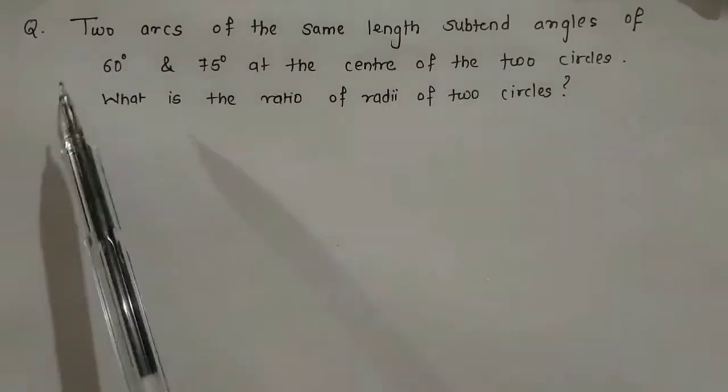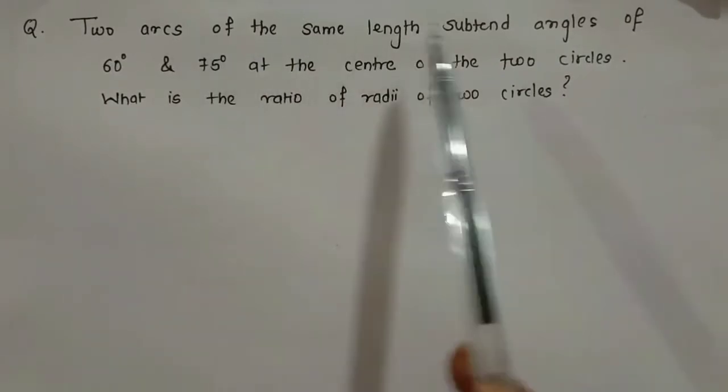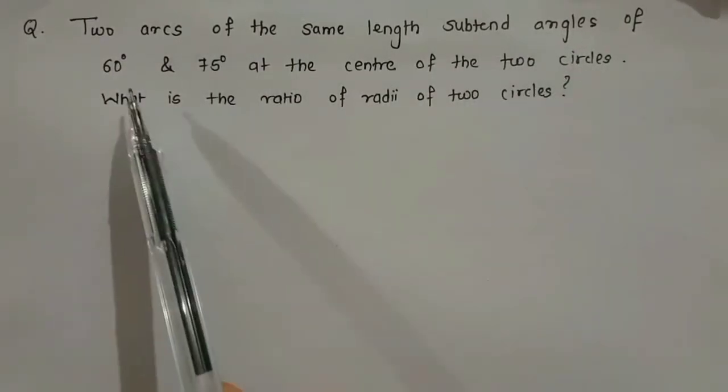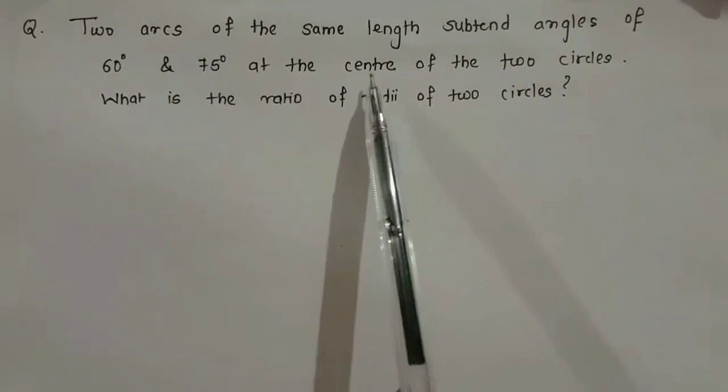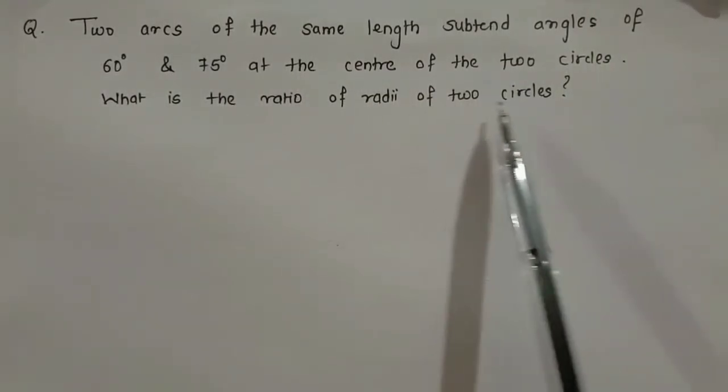Okay, now let's do this sum. Here the question says that two arcs of the same length subtend an angle of 60 degree and 75 degree at the center of the two circles. What is the ratio of the radii of the two circles?